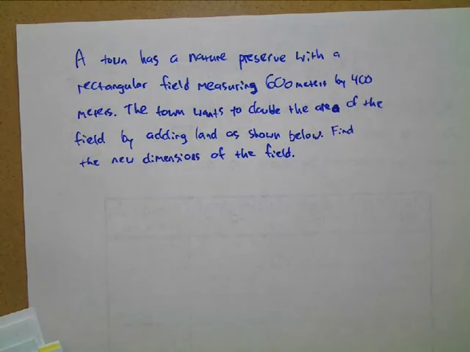So one more. A town has a nature preserve with a rectangular field measuring 600 meters by 400 meters. The town wants to double the area of the field by adding land as shown below. I'll show you the picture here. And we're going to find the new dimensions of the field.